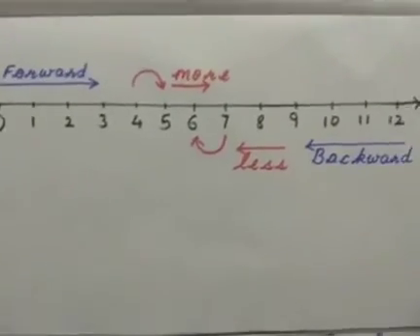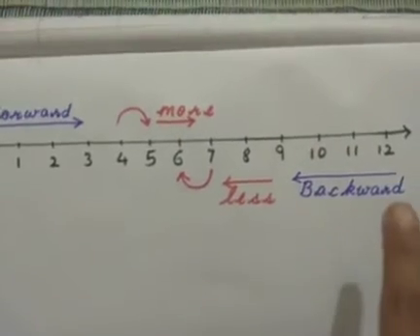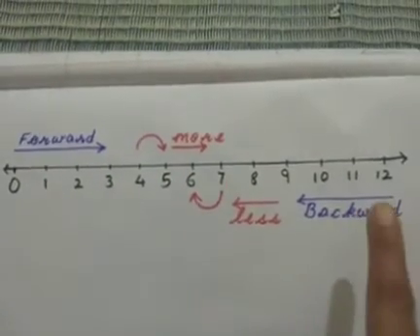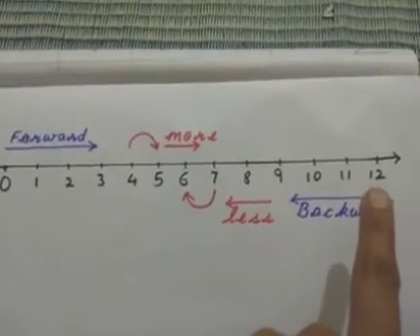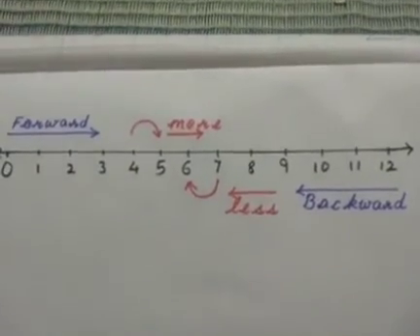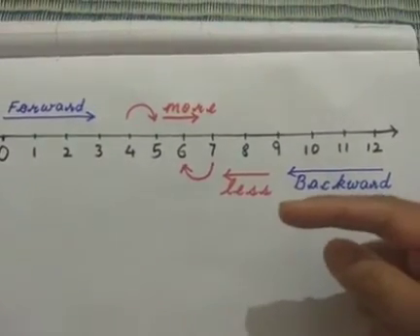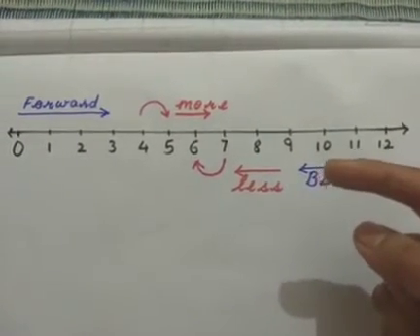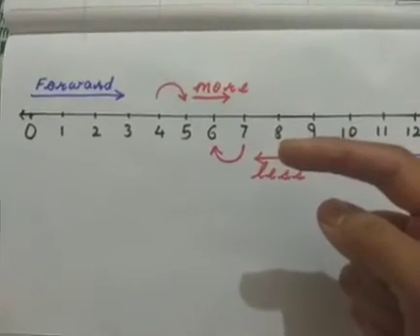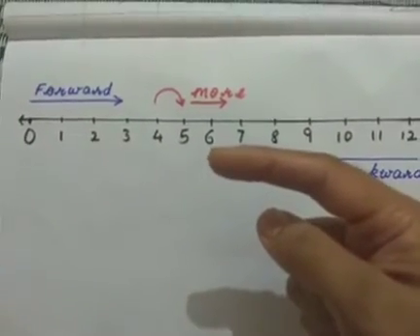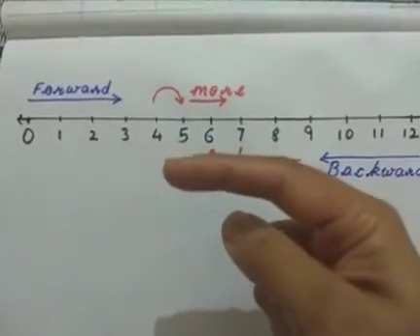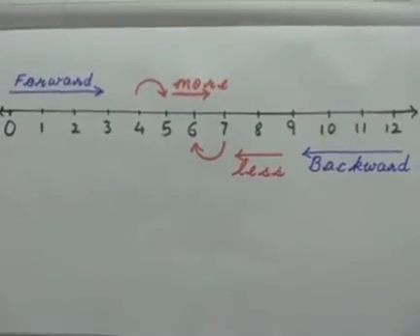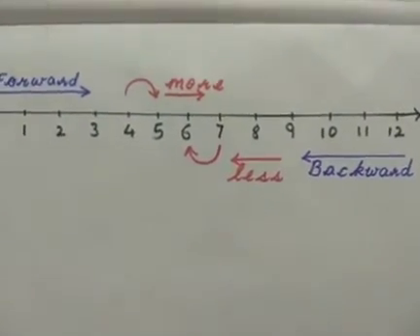From numbers 12 to 0. Okay, we start from 12. So 12 is the bigger number. On this number line, it is the biggest number. Yes, so now I do backward counting. Okay, so now I'm going back. So I start from 12. I go back 11, 10, 9, 8, 7, 6, 5, 4, 3, 2, 1, and 0. Now that was backward counting.